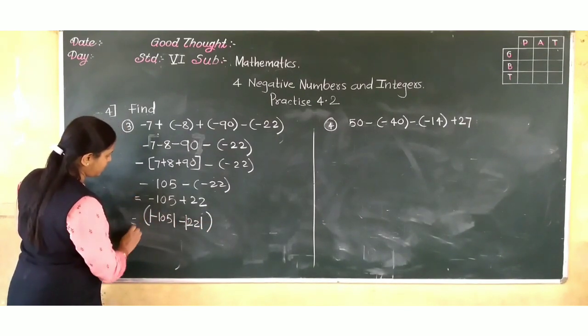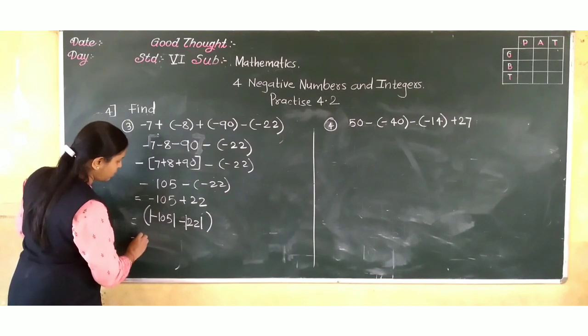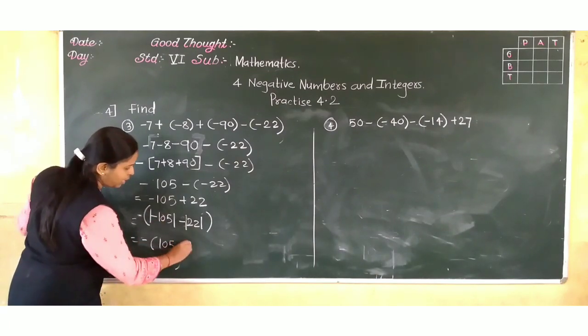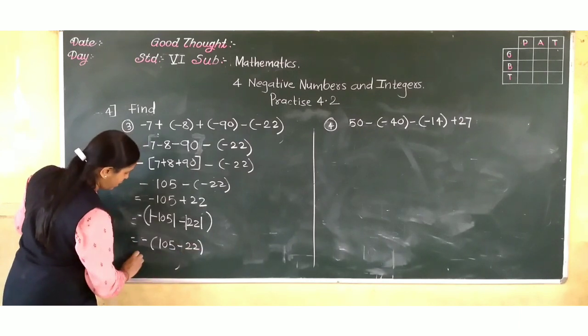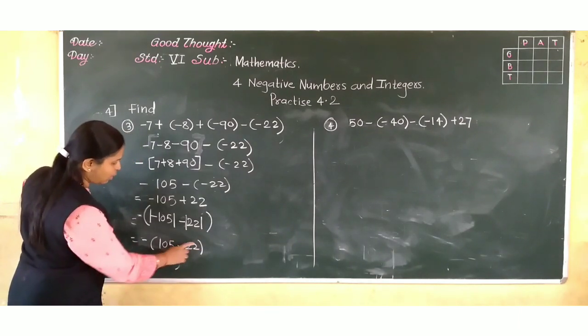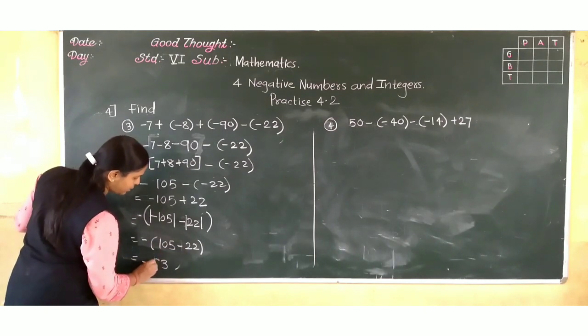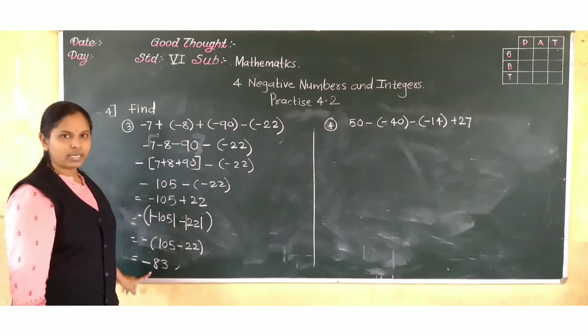Okay. So the final answer will be negative. That is 105. The absolute value of minus 105 is 105, and this is 22. The final answer will be minus. Now to subtract, 10 minus 2 is 8. So the answer is minus 82.